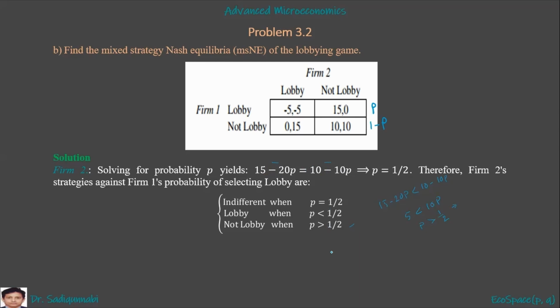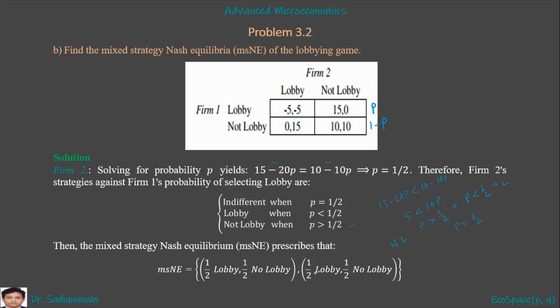So if the probability of firm 1 is greater than half, then firm 2 will choose no lobby. If the probability is less than half, firm 2 will choose lobby. So this is for no lobby, and this is for lobby. And when P equals half, firm 2 will be indifferent between these two choices. So we can say that the mixed strategy Nash equilibrium, MSNE, can be described as half lobby, half no lobby, and half lobby and half no lobby. And this can be taken as P, 1 minus P, Q, 1 minus Q.